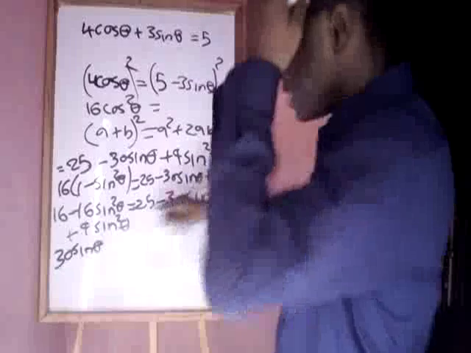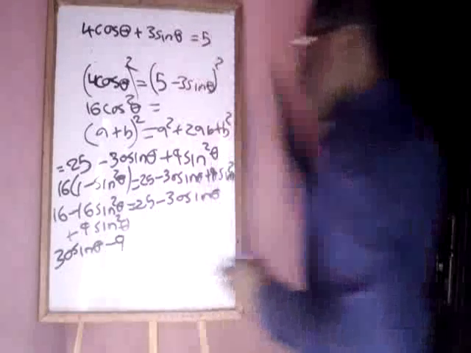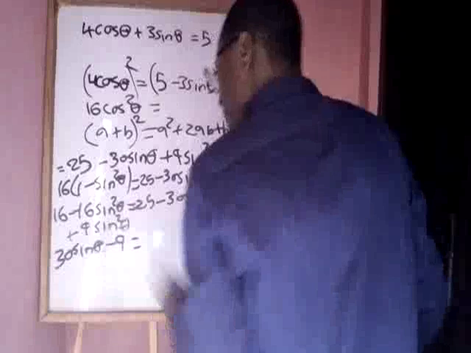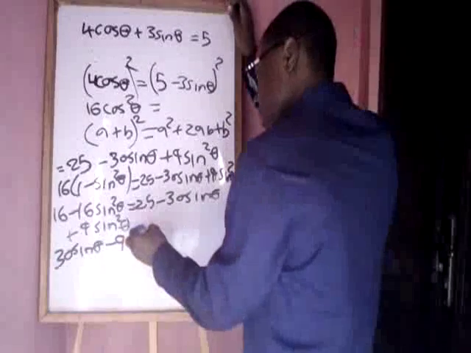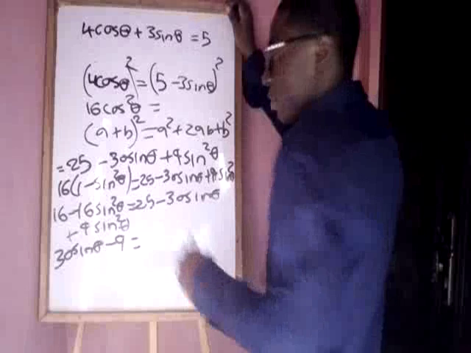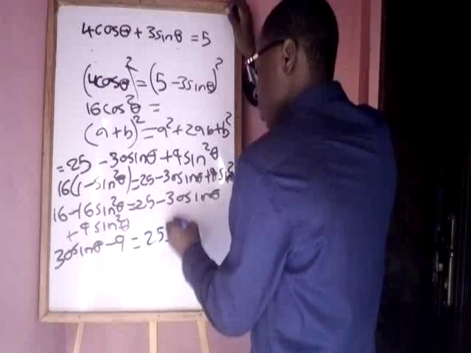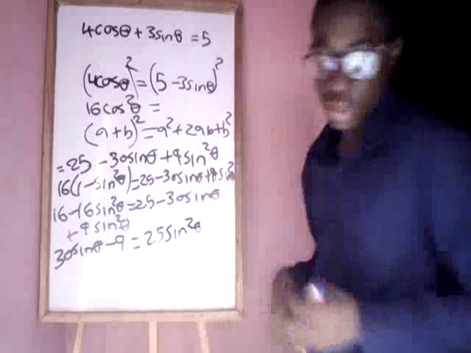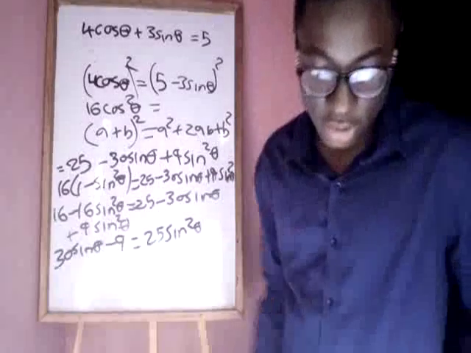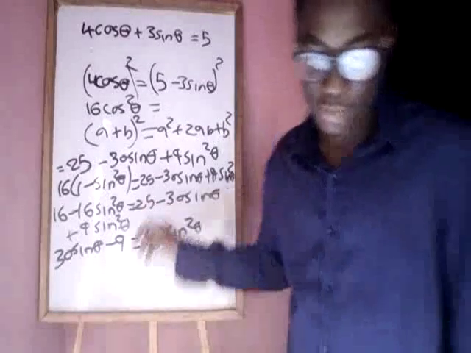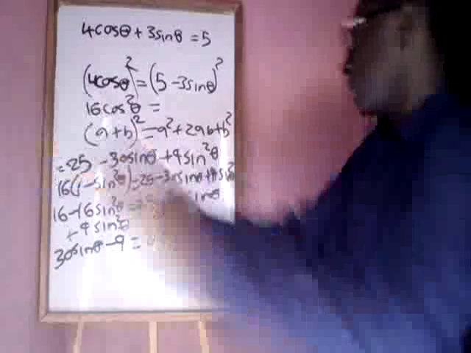We are collecting the numbers. That's 16 minus 25, that's minus 9. Minus 30 sin theta minus 9 equals what? Then let's collect the sin square theta on the right hand side. That's equals to 9 sin square theta plus 16 sin square theta, that's 25 sin square theta. So I hope you are enjoying the progress of this course. At this junction, we can actually simplify these examples in a very easy way. So we have 30 sin theta minus 9 equals 25 sin square theta.